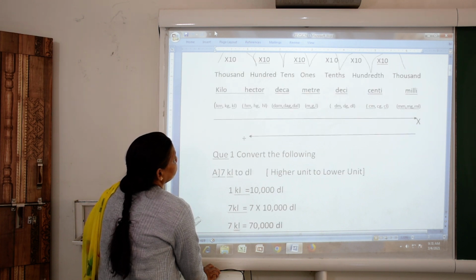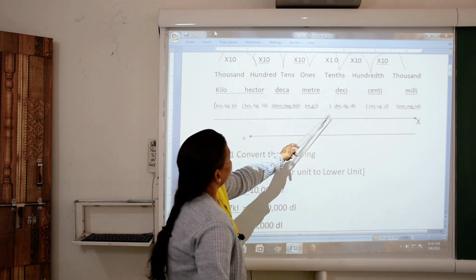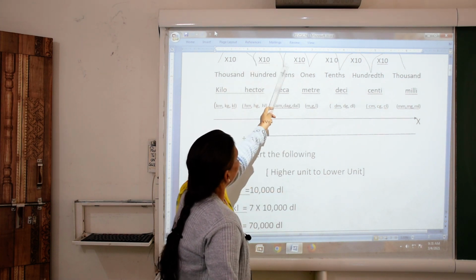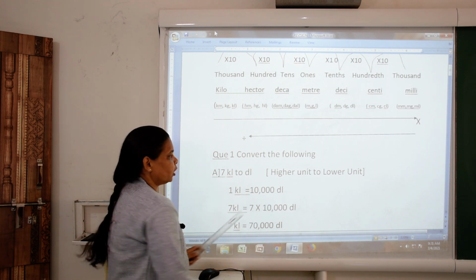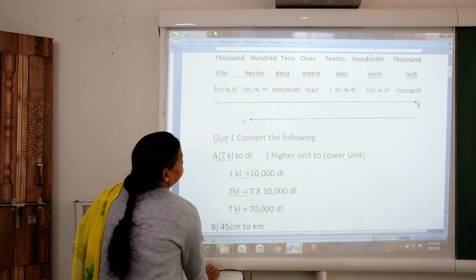So here in this question, children, deciliter: 4 jumps here, 1, 2, 3 and 4. So 1 kiloliter is equal to 10,000 deciliter.